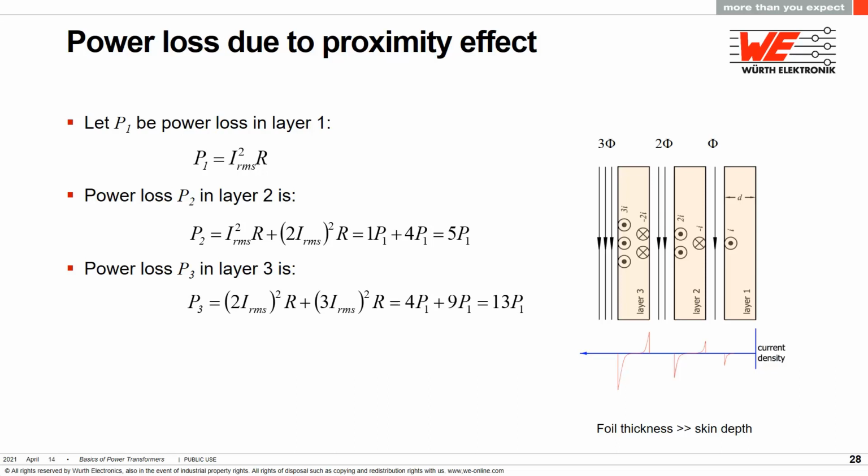The third layer has both 2 squared and 3 squared for a total of 13 times the winding loss. This builds up very quickly because there are 2 exponents. The higher the frequency, the shallower the skin depth, which means the need for smaller conductors. By the way, the same thing happens in inductors. Now you know why we want the fewest number of winding layers in high-frequency transformers.